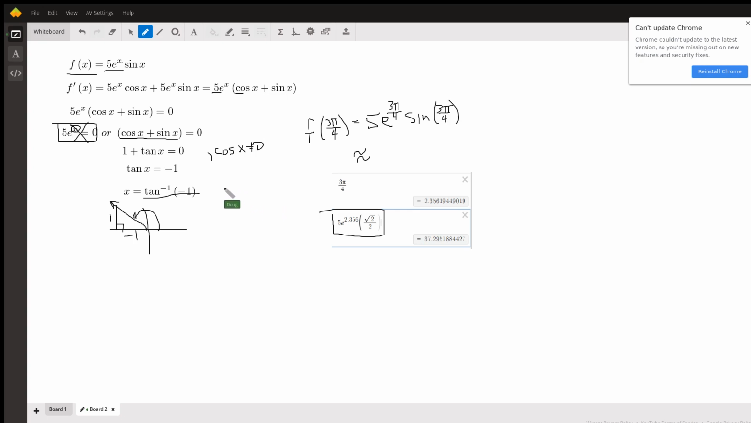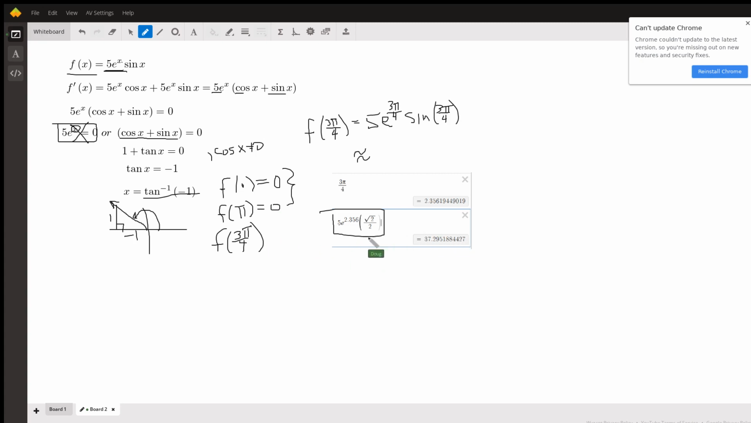If I want to evaluate f of 0 and f of pi and f of 3 pi over 4, those are the values that you test to find absolute maximums and minimums. Of course, we know that the sine of 0 is 0, so this is 0. Sine of pi is 0, so this f of x is still 0. So there are your absolute minimums right there.